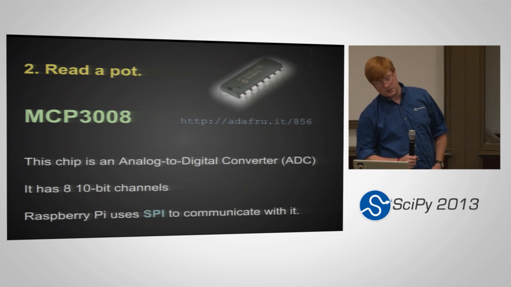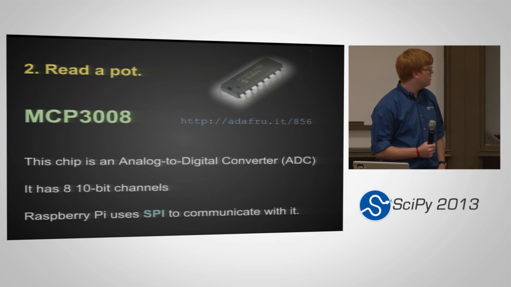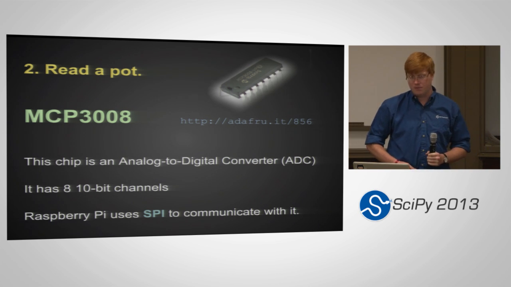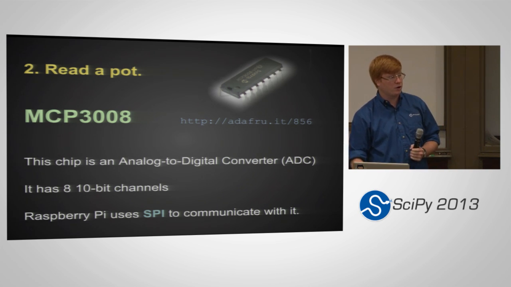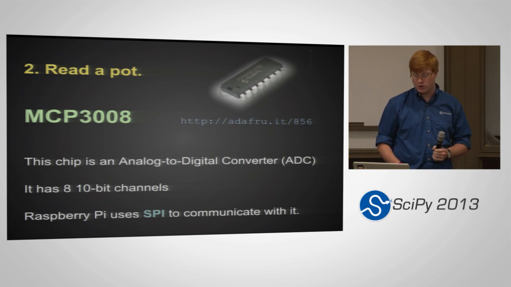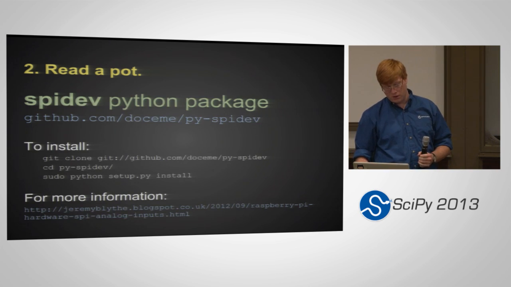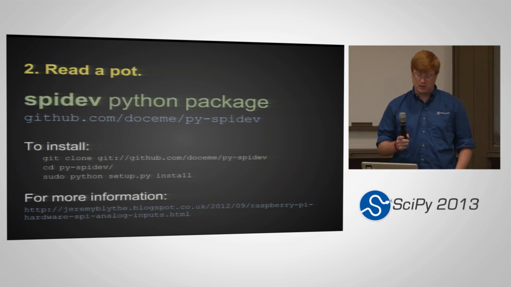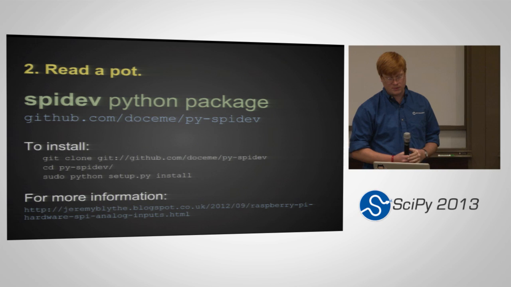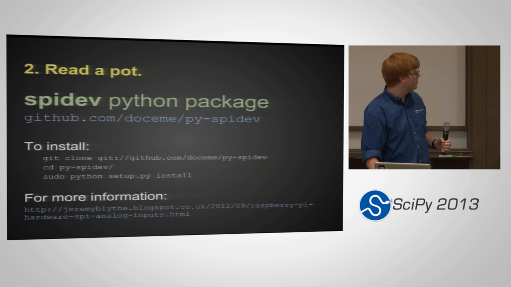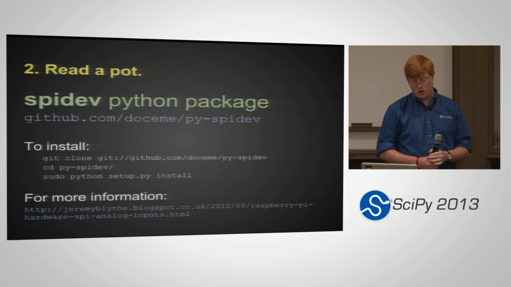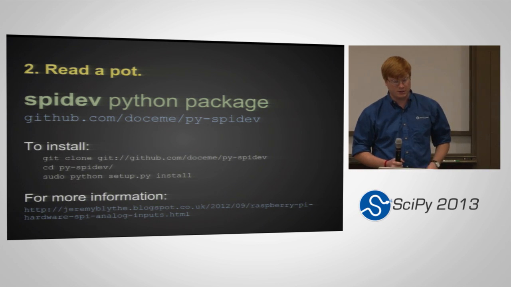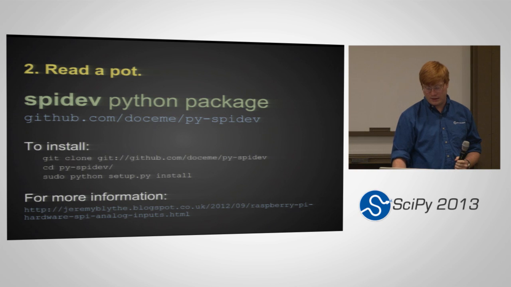And the Raspberry Pi uses a protocol called SPI to communicate with it, which I believe stands for Serial Peripheral Interface. It's basically a binary protocol that's very common in low-level hardware control. And to use SPI from Python, you need the spidev package, which can be found here on GitHub. That has installation instructions. And this link at the bottom will have a lot of information about the actual chip, and it'll explain in more detail how to communicate with it.